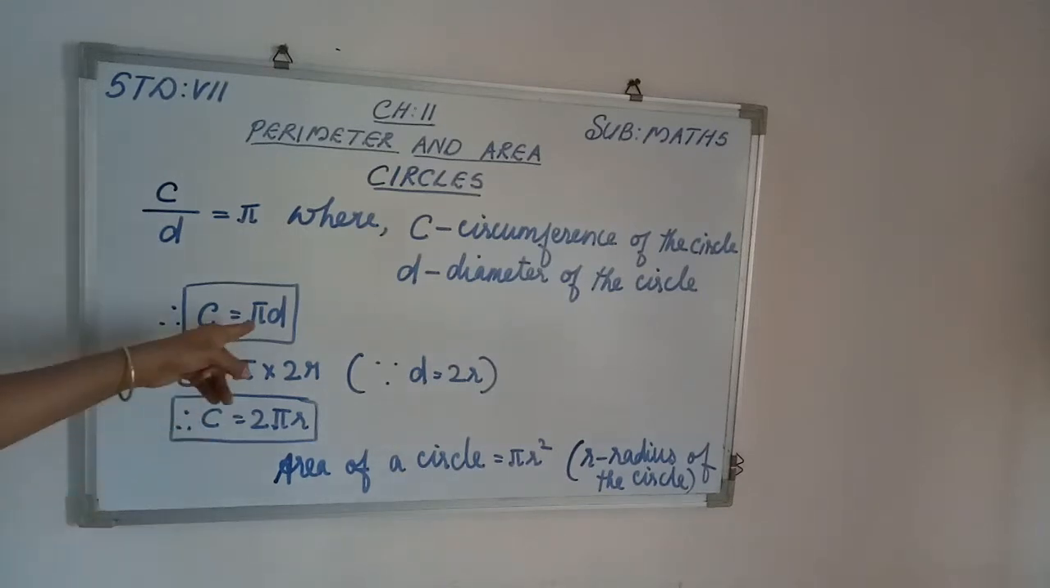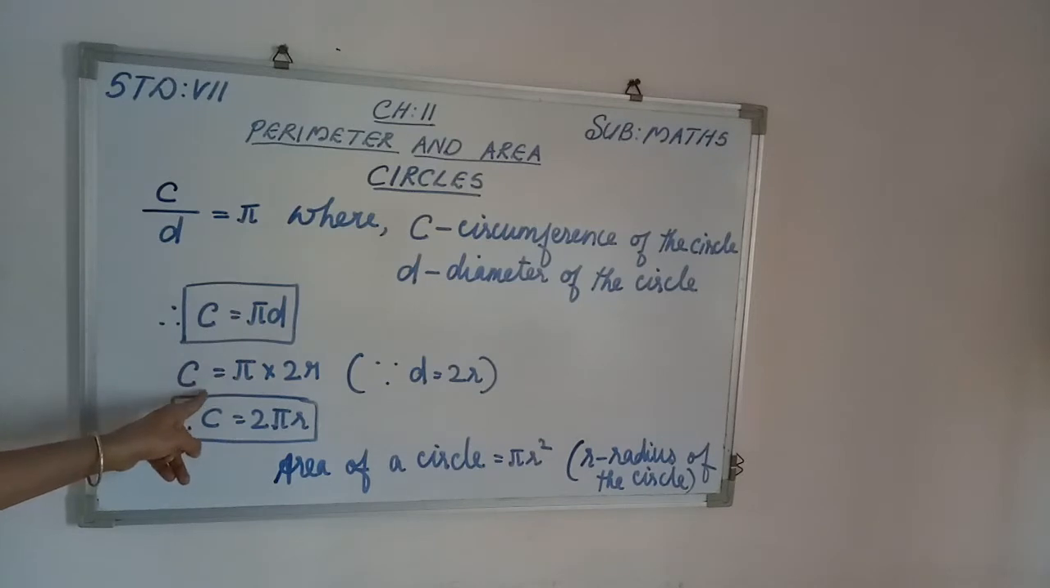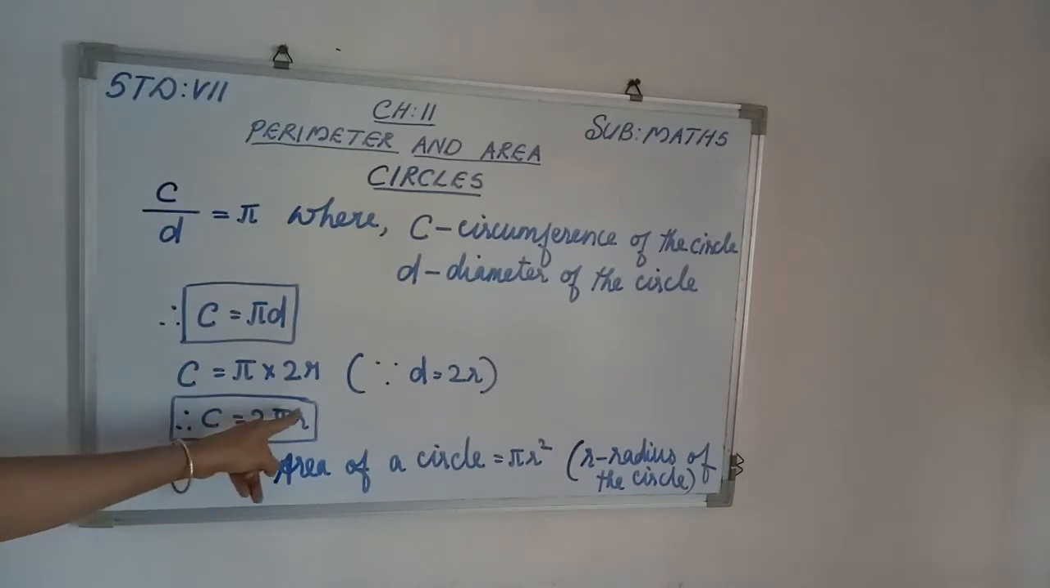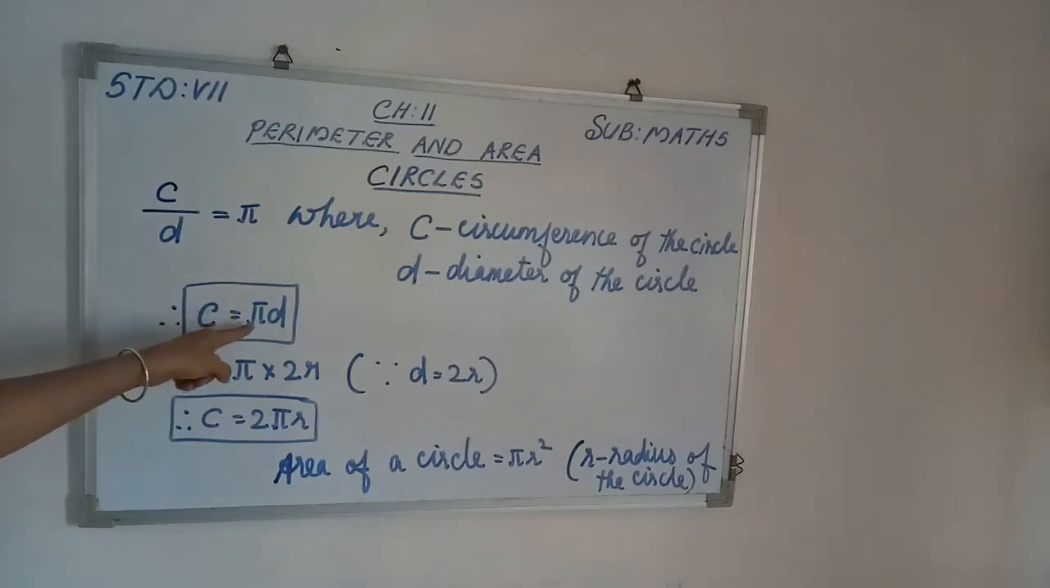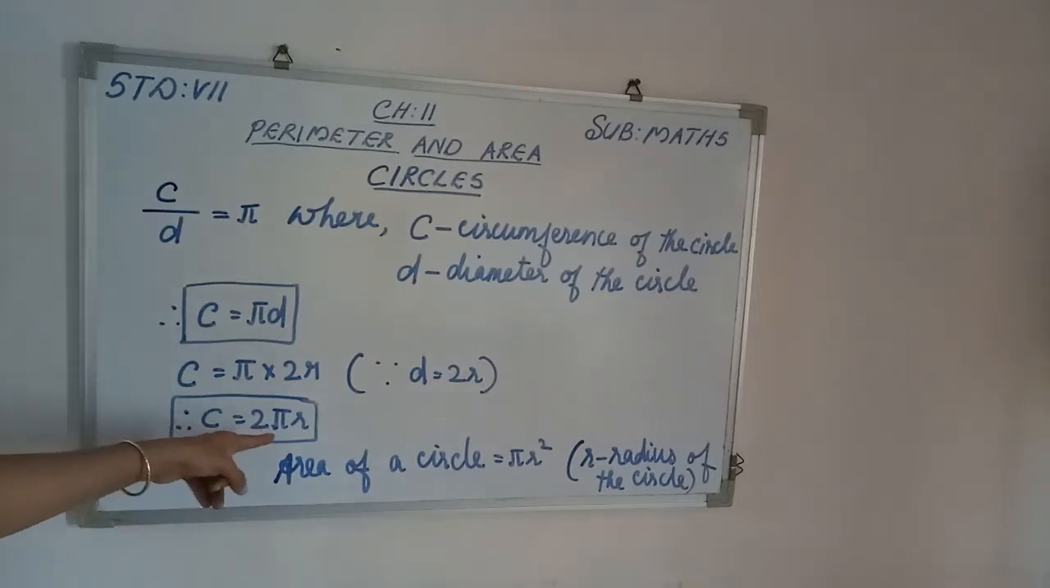But we know that diameter is double the radius. Substituting 2r in place of d, we get C is equal to pi into 2r. Then C can be calculated using the formula 2 pi r, where r is the radius. That means when diameter is given, we can calculate circumference directly by using the formula C is equal to pi d. And if radius is given, we can calculate circumference using the formula C is equal to 2 pi r, where r is the radius.